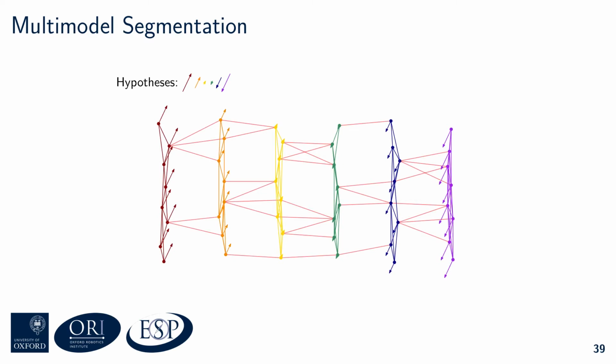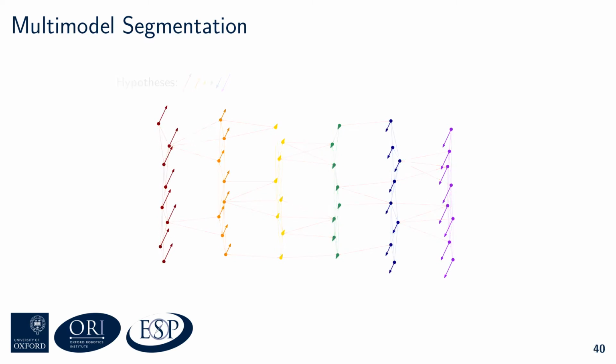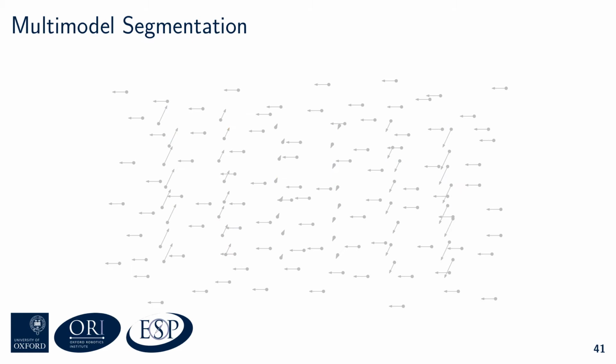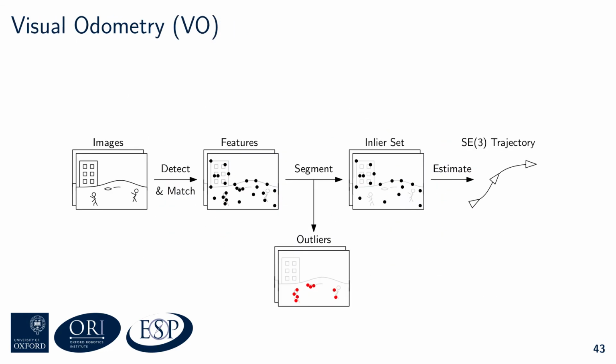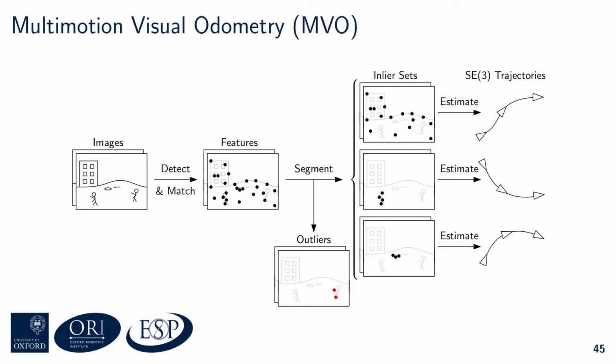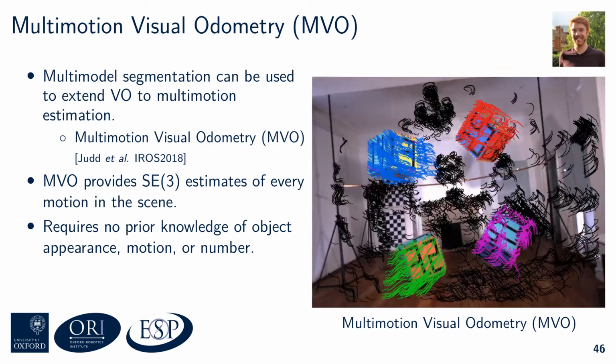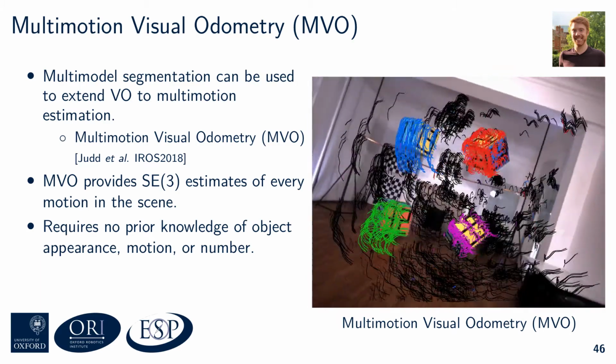This allows Coral to simultaneously find the 6 different motions in our toy data, and when run on the entire data set, it'd be able to find both the predominant motion that RANSAC can find, as well as the individual sub-motions. At a high level, this is what we do in multi-motion visual odometry. We replace the single model segmentation of RANSAC in the traditional visual odometry pipeline with the multimodel segmentation of Coral. This gives us a pipeline that simultaneously identifies and estimates all the motions in the scene. In this way, MVO directly extends VO to the multi-motion estimation problem.